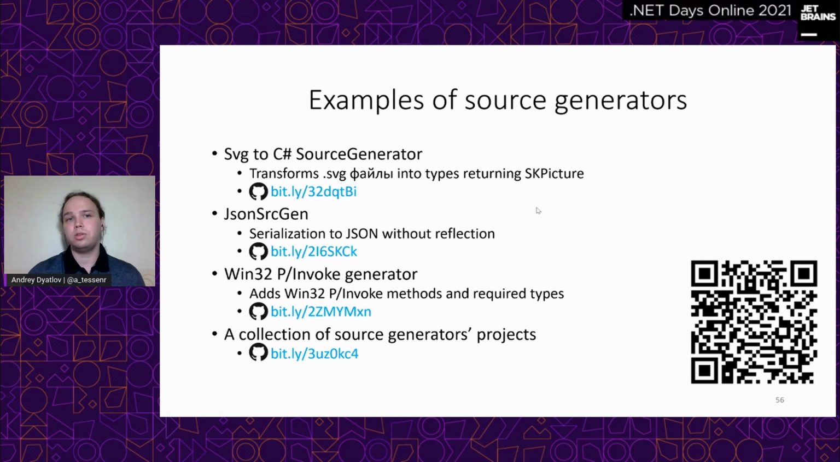There is an SVG2 C# source generator you might want to check that transforms SVG files into types returning a sky picture. There is a JSON assertgen I mentioned before that provides serialization to JSON without reflection. There is a generator provided by Microsoft, Win32 P/Invoke generator, that adds Win32 methods and all required types to your project. So check it out.